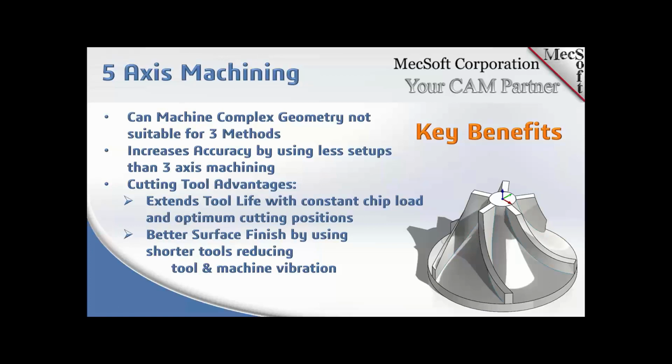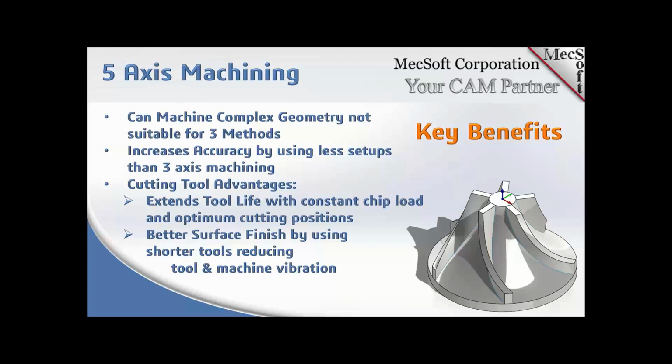Now, what are the benefits of 5-axis? Why should you get a 5-axis configuration from MecSoft CAM? Well, the primary reason is that you can machine complex geometry that you may not be able to machine on your 3-axis machine. If you have areas of the part that you can only get to from a 5-axis orientation, then obviously you're going to want a 5-axis machine because you won't be able to cut those on a 3-axis machine.